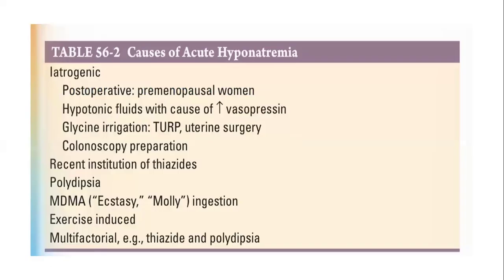These are causes of acute hyponatremia. It can be iatrogenic, postoperative, administration of hypotonic fluids, post-ERCP, uterine surgery, after colonoscopy preparation, recent use of thiazides, polydipsia, MDMA ingestion, exercise induced, and can be multifactorial. Example, thiazide and polydipsia.